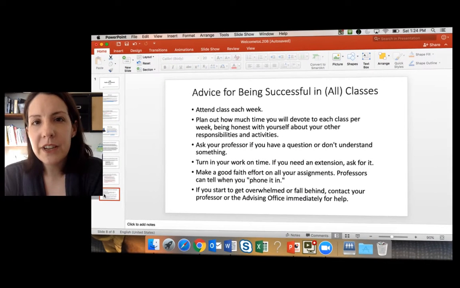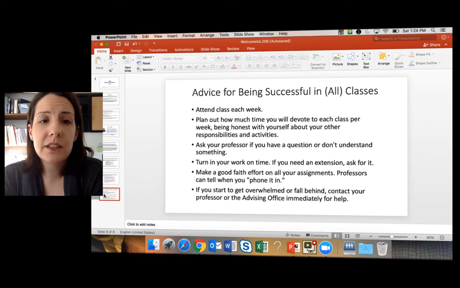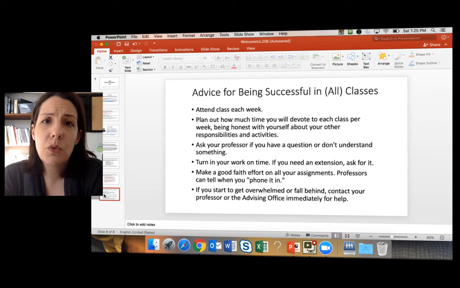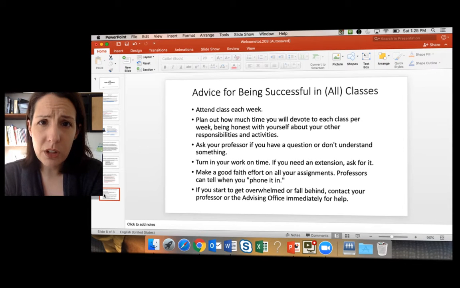And then finally, this is advice I give to every single class. It's advice on how to be successful in college. Basically, 1, attend all classes. 2, plan out how much time you're going to devote to each class per week. And be honest with yourself about your other responsibilities and activities. If you work a 40-hour week, you might be too tired at the end of the night to work. So if you've slotted out midnight to 2 o'clock in the morning to work on this class, you may need to ask yourself if that's doable or if you're just going to be too tired.